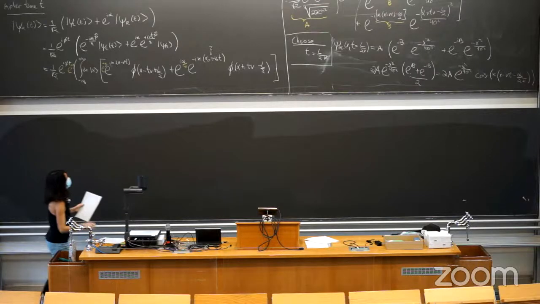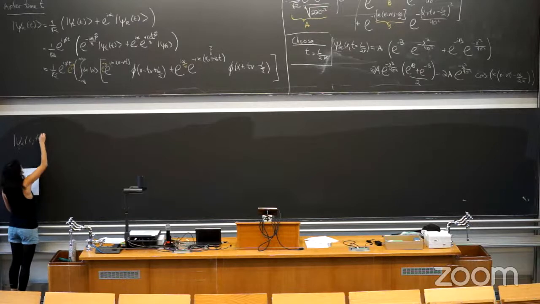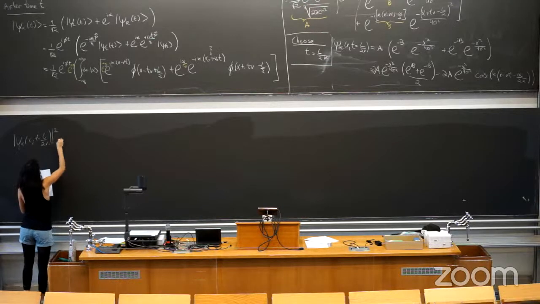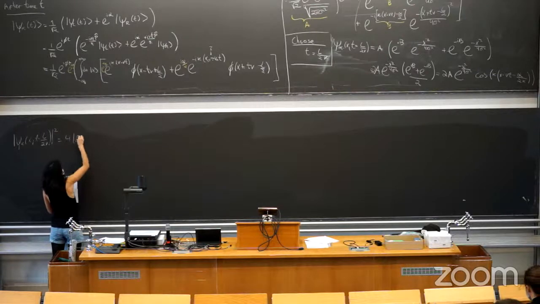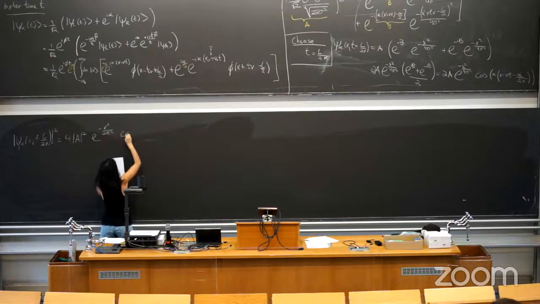So then what we have for the square of the wave function, for this special time, is now 4A squared e to the minus x squared over 2 sigma squared, since squaring just replaces the 4 with a 2 sigma squared. And then we have cosine squared of that whole thing.